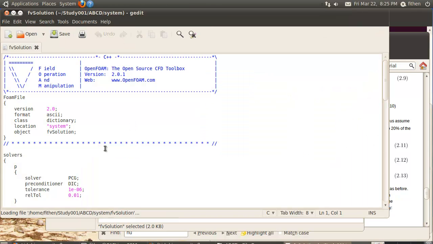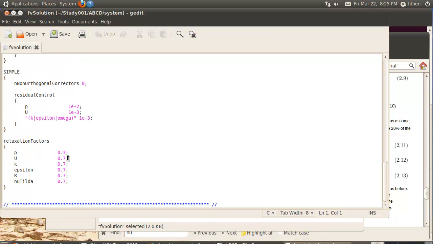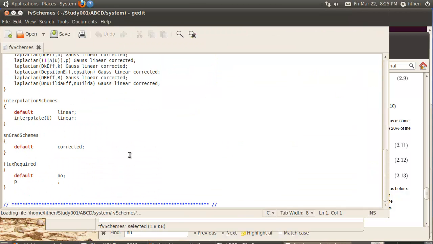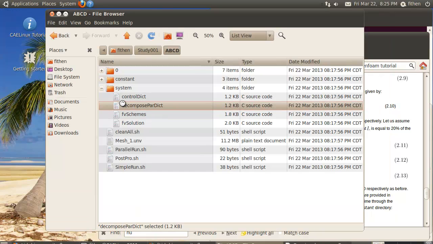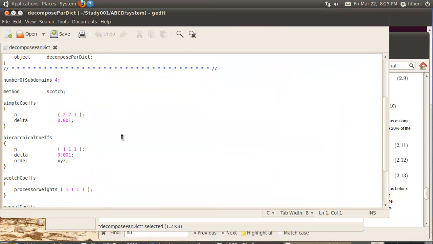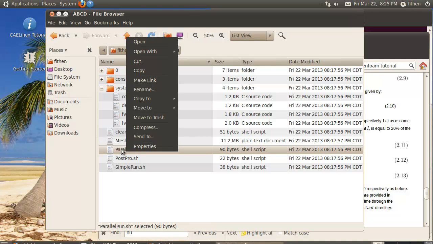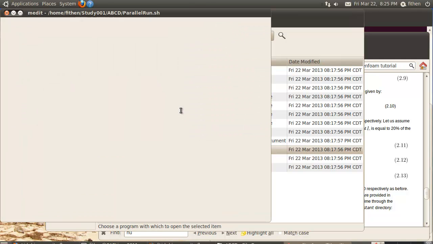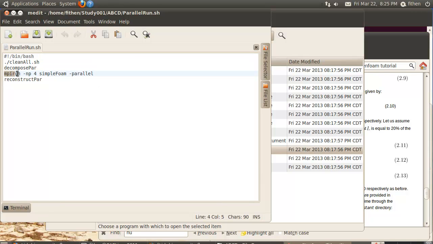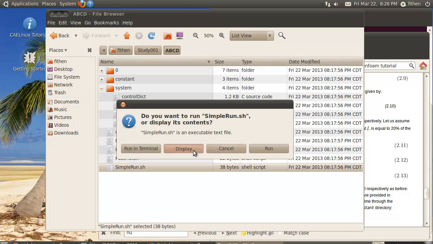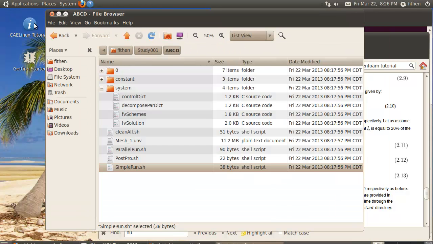The rest of these we're not going to pay too much attention to, but these are the types of solvers that are used, some of the relaxation factors and some of the other factors. This will generally be set up for you, so you don't have to worry about a lot of this. If you want to run it on a parallel machine, the number of processors is 4, simpleFoam parallel. This is how you would run it; you would decompose the problem. We're just going to run it using simpleFoam.